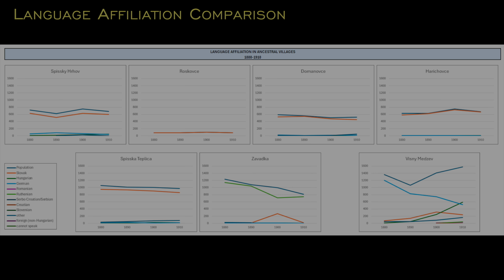Keep in mind that this is only a small sample of villages and that this type of analysis could be conducted on other villages within modern-day Slovakia. I hope this has been thought-provoking and inspires you to dig deeper into the population trends in your ancestral villages.